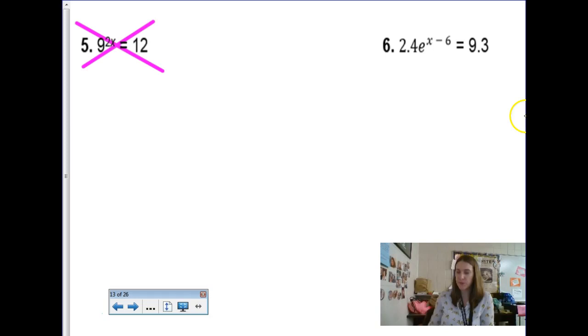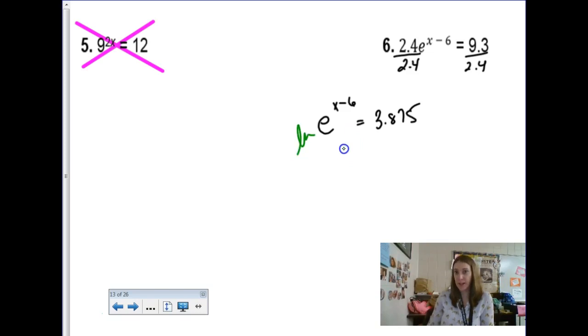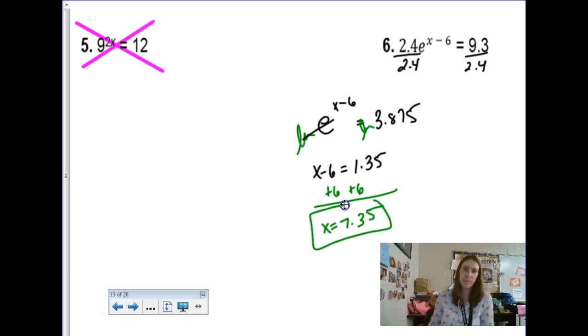Let's look at number 6. So, not going to end up with a common base since it's a base e, but I am going to try to isolate that base e before I apply a logarithm. So if I divide by 2.4 on both sides, I get e to the x minus 6 power equals 3.875. So then when I choose to apply a natural log, these cancel, and you get x minus 6 equals, I think it's 1.35, roughly. And then if I add 6 to both sides, I get an approximate answer of 7.35. Okay.